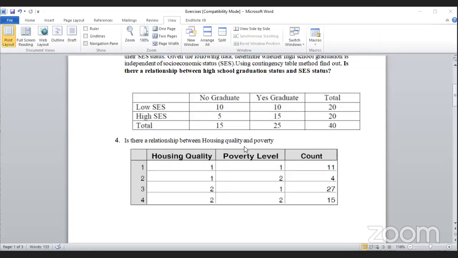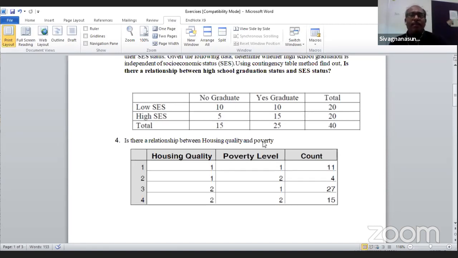Is there a relationship between housing quality and poverty? So assume 1 as low and 2 as high. Similarly, poverty level is also 1 as low, 2 as high. Low-low is 11, low-high is 4, high-low is 27, high-high is 15. So find out, is there an association between housing quality and poverty? You can do this as an exercise.